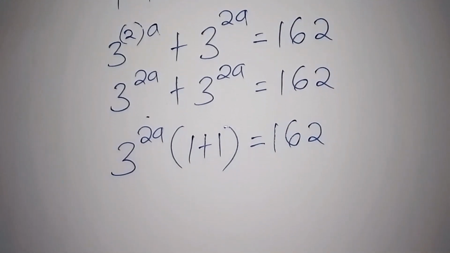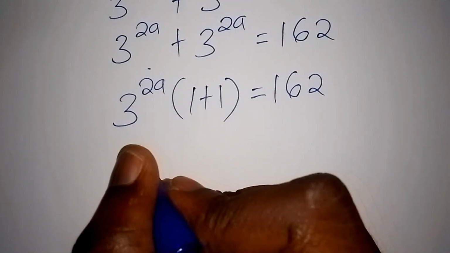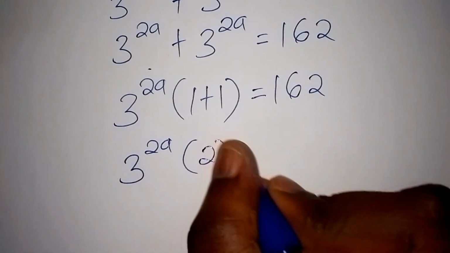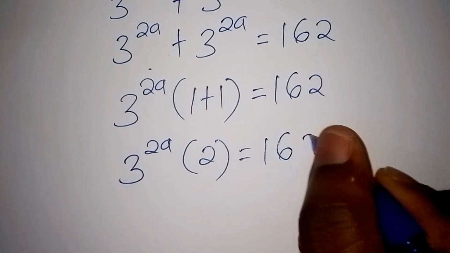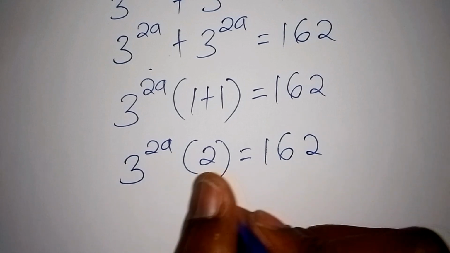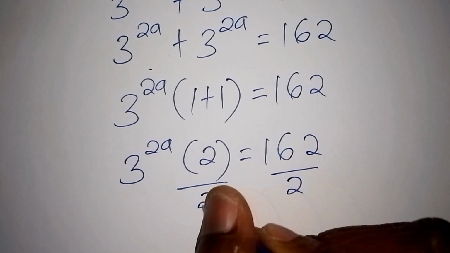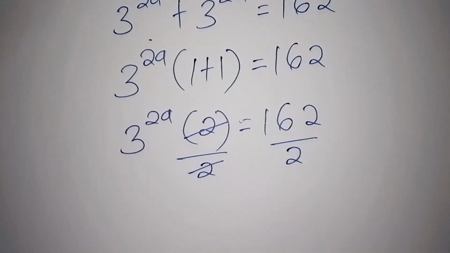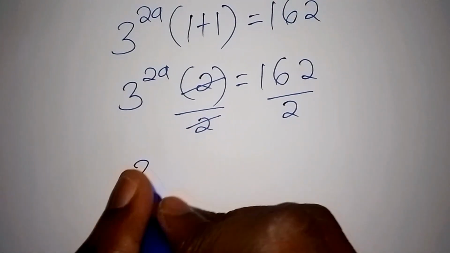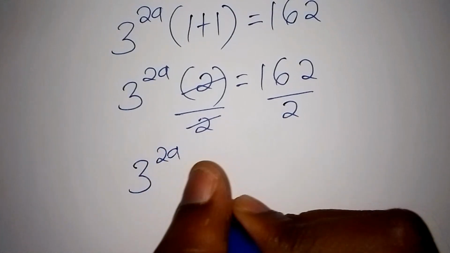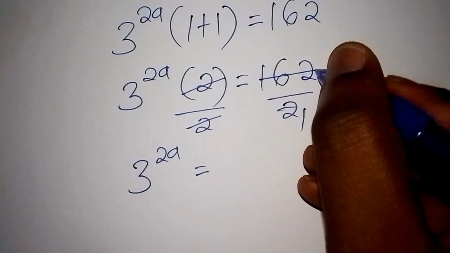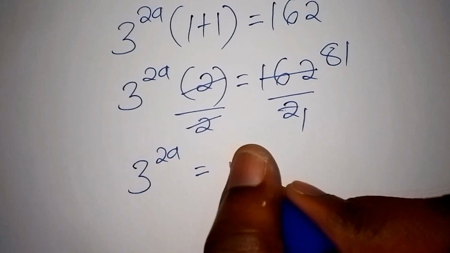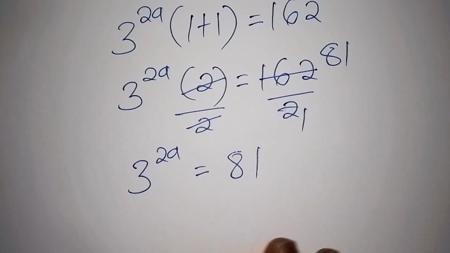When you work out the number inside the bracket, we shall have 3 to the power of 2a, into bracket 1 plus 1, that is 2, is equal to 162. From there we shall divide both sides by 2, so that the 2 and 2 cancel. Now we shall remain with 3 to the power of 2a is equal to, 2 into 162, we shall have 81. So 3 to the power of 2a is equal to 81.